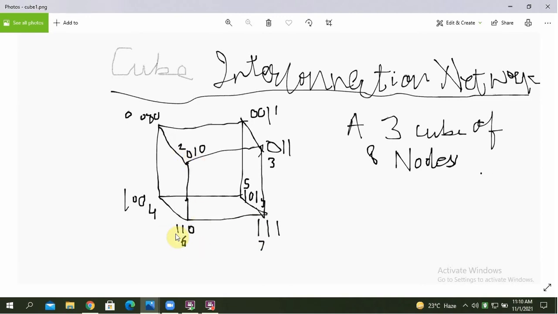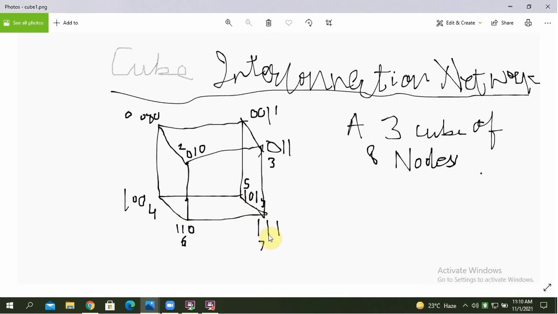Now, vertices at both ends of the diagonal lines differ in the middle bit position. Here the diagonals are 0-2, 1-3, 4-6 and 5-7. 0-2 means 000 and 010, so the middle bit position changes from 0 to 1. Similarly in 1-3, 4-6 and 5-7, it changes from 0 to 1.